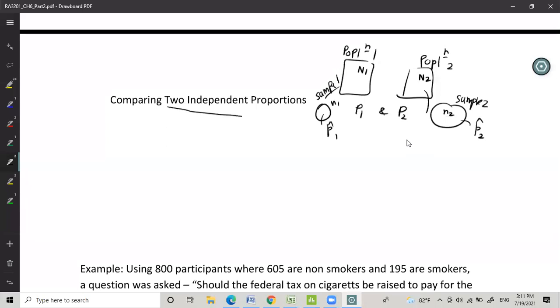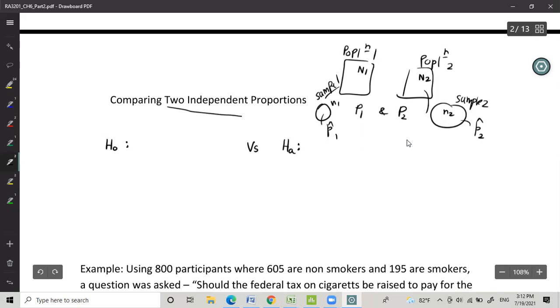Now, how do you write the hypothesis? There are going to be three different alternatives: two-sided, left side and the right side. So this is how you write it. Okay, let's start with the two-sided test. Here's my H0 versus HA.